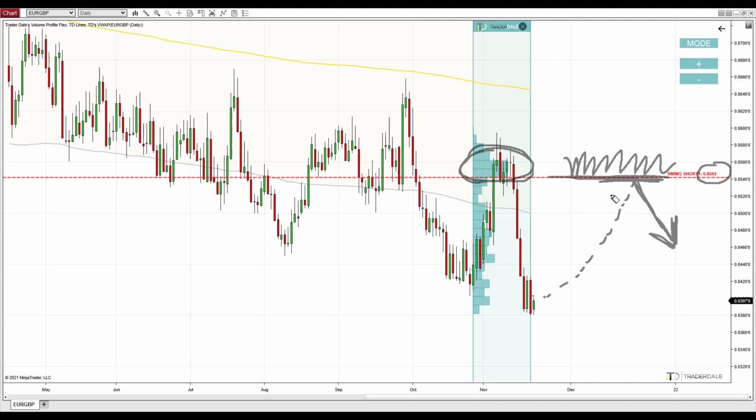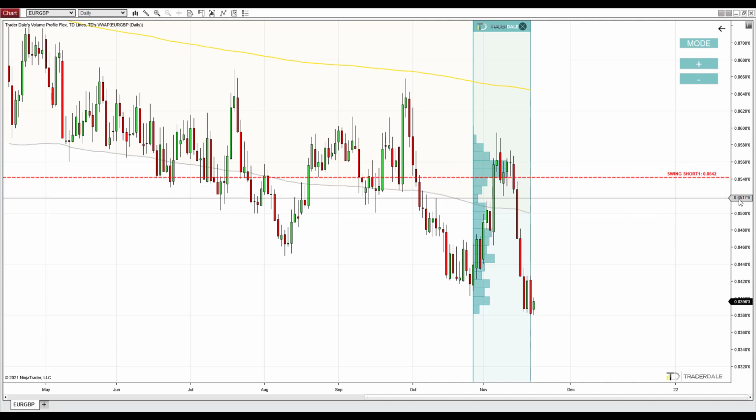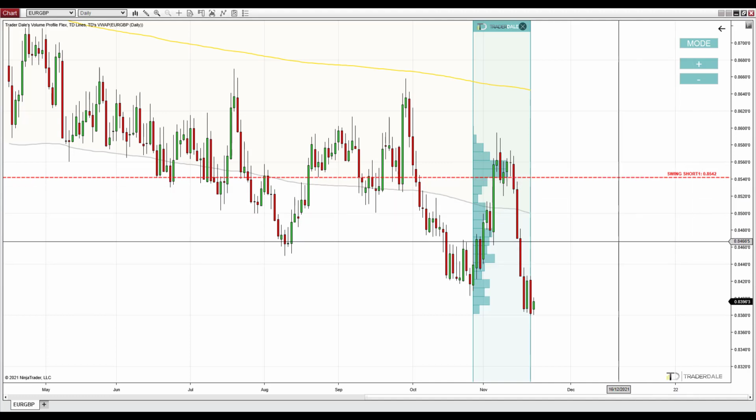So yeah, that's the euro British pound. And let's now go and have a look at the next trading idea. Again, it is a swing trading idea, and it is on the US dollar Japanese yen.